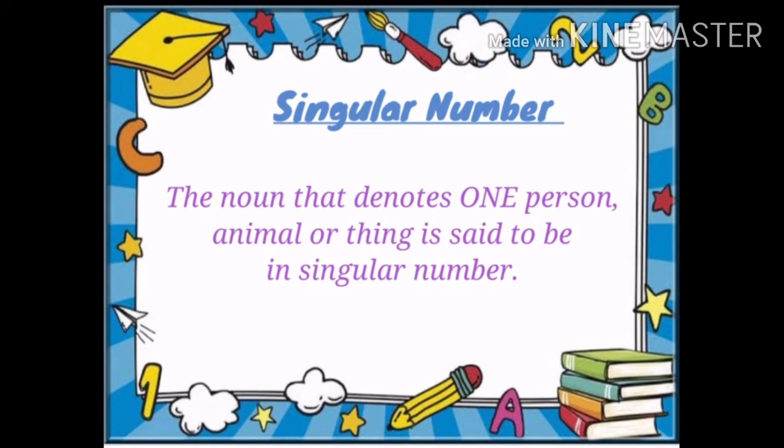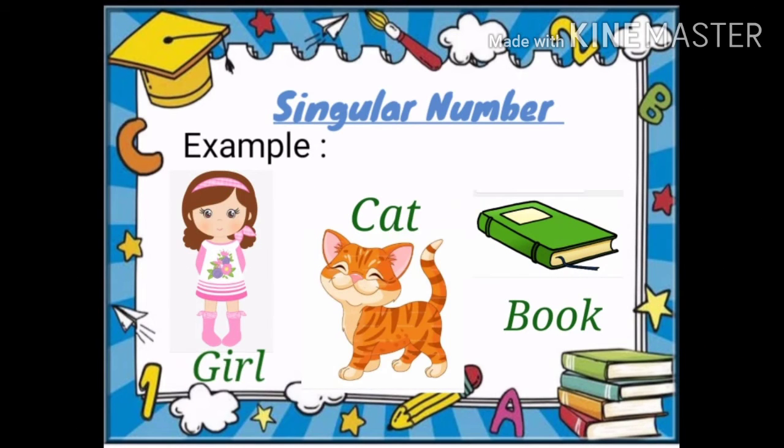Single means one. For example, girl, cat, book. All these three examples are representing only one identity: one girl, one cat and one book. So these all are examples of singular number nouns.